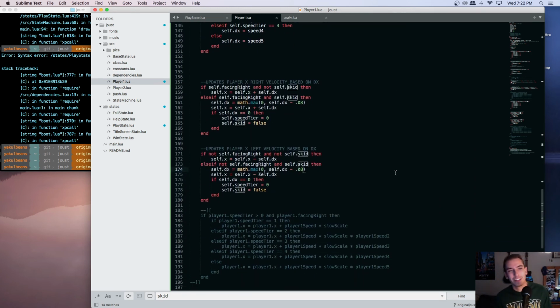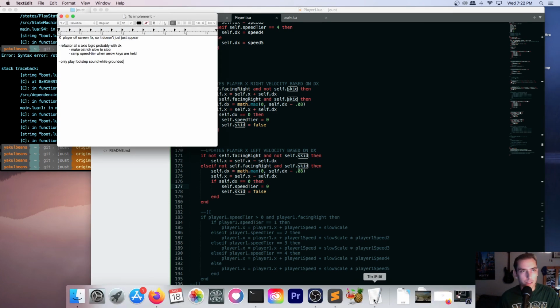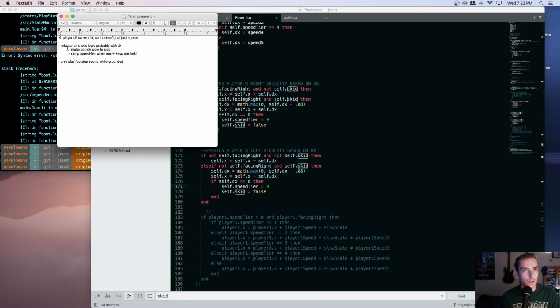But we did it. I can't believe we did that in one session. Next thing to do. So I did refactor this. I did do it with DX after all. And I did make it slow to a stop with skid. I still need to do the speed ramp when you hold it, but that's okay. And we also need to add skid sound.